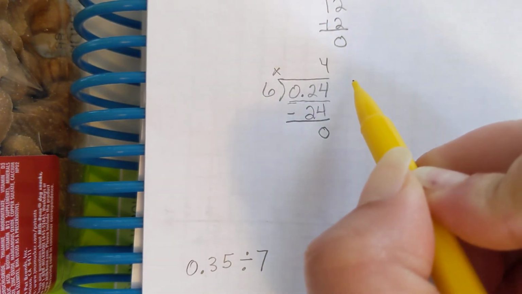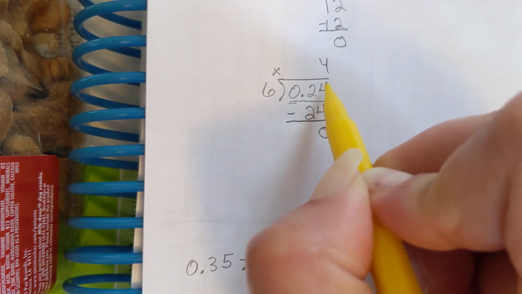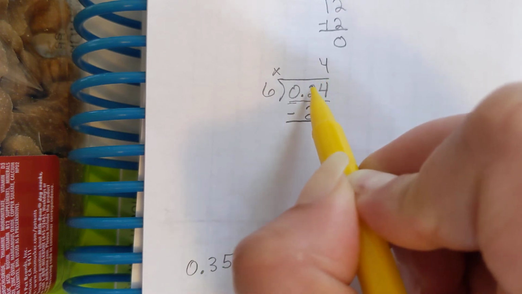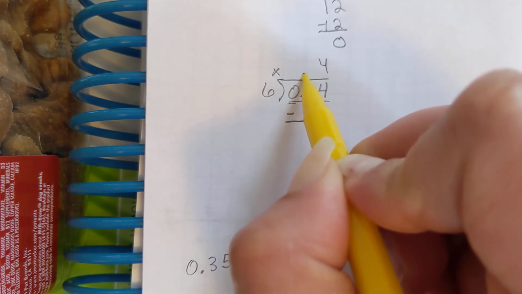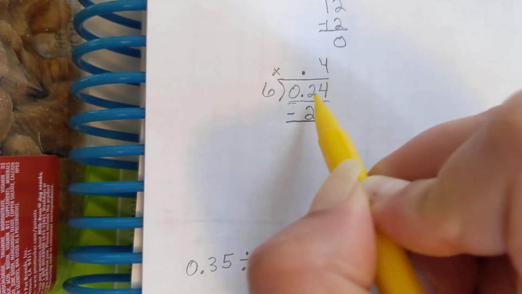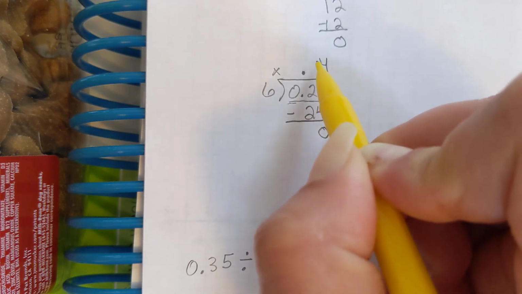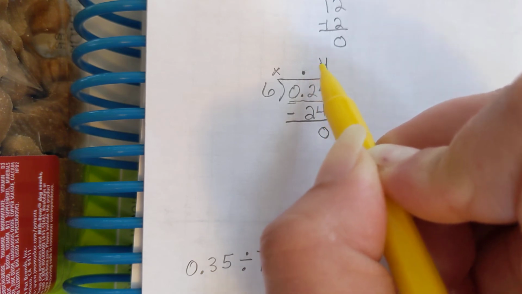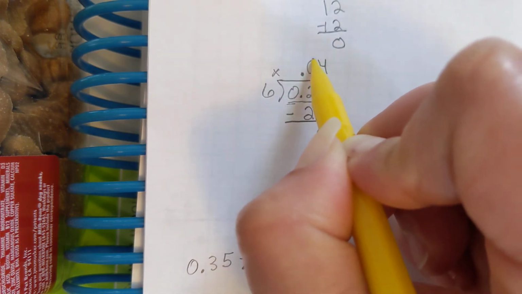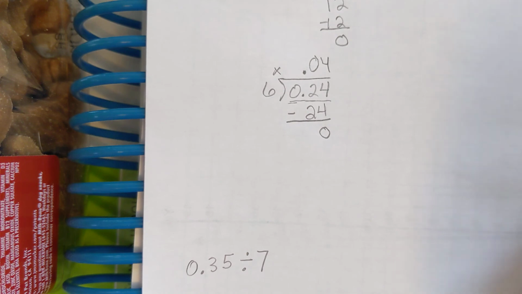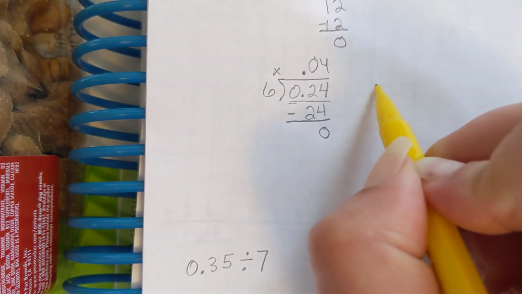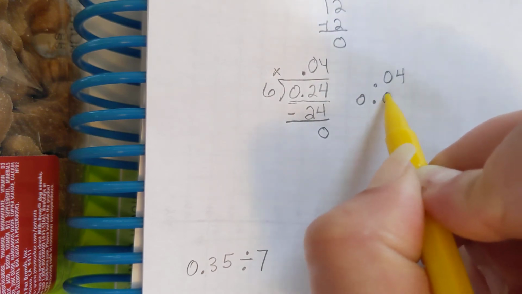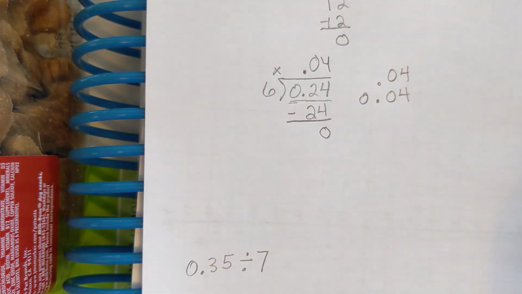Now let's go back and take a look at my decimal point. Okay, I wrote my 4 right above my 4. I didn't write anything above the 2. And then I have my decimal point, which has to go straight up. But I've got a problem here because I don't have anything above my 2, and I have to have a number above my 2. So that number is going to be a placeholder, and that's going to be a 0. So again, I could write .04 or I could write 0.04. Either of those are correct answers.